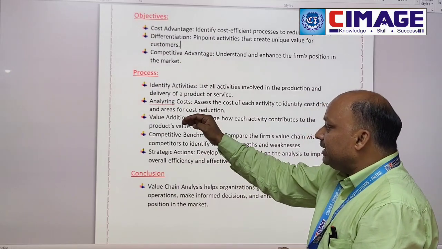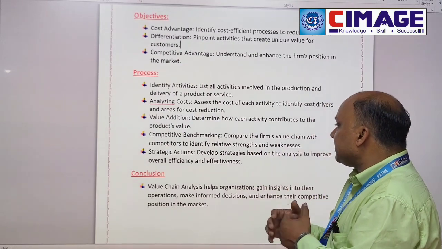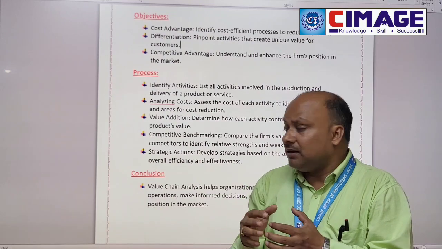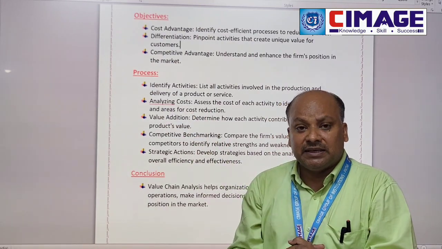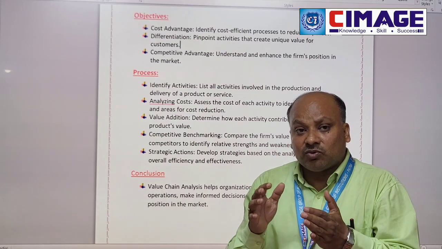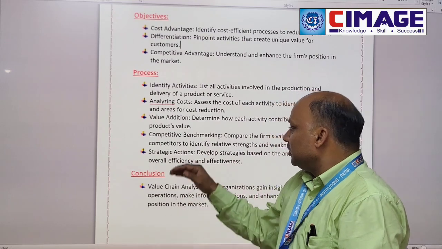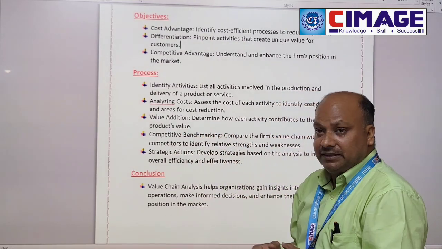Now, the value addition, this is the third step where we could determine how each activity contributes to the product's value. और उसके बाद हम लोग ये तीसरे स्टेप में वैल्यू एडिशन की तरफ बढ़ते हैं कि हम लोग ये देखते हैं कि कौन सी एक्टिविटी हमें किस तरह की वैल्यू एडिशंस करती हैं. Now, the next step is competitive benchmarking.